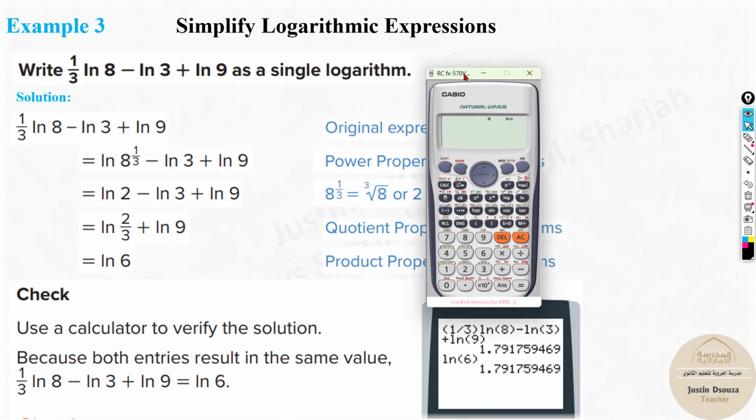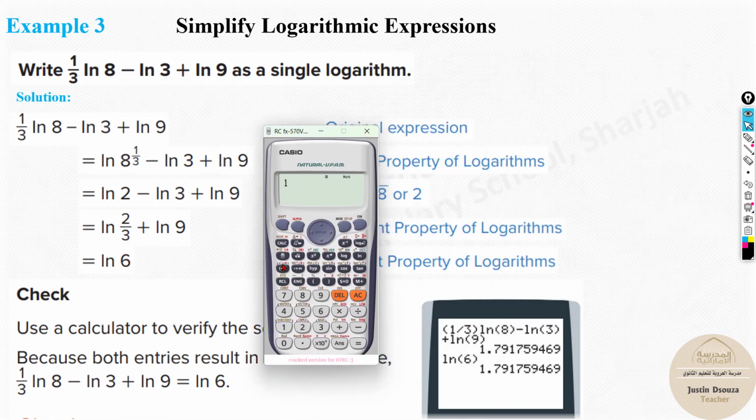What they are saying is, now if you write this as it is in the calculator, 1 by 3 natural logarithm is given by ln, the symbol 8, minus ln 3 plus ln 9 is equal to 1.791 and so on. Now ln 6 is also the same thing. Or you can also do one thing. If you forgot all the properties, if you're confused with the properties, do check your answer. And if you're getting it wrong, you can simplify this and get the answer in the calculator, write it somewhere.